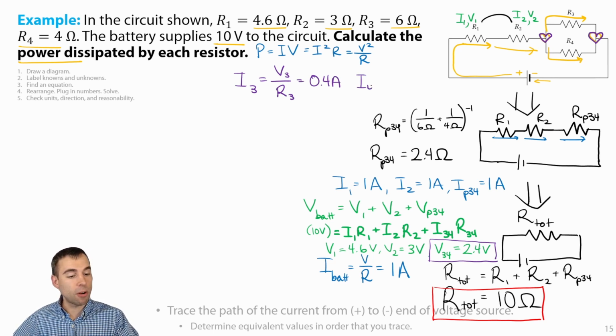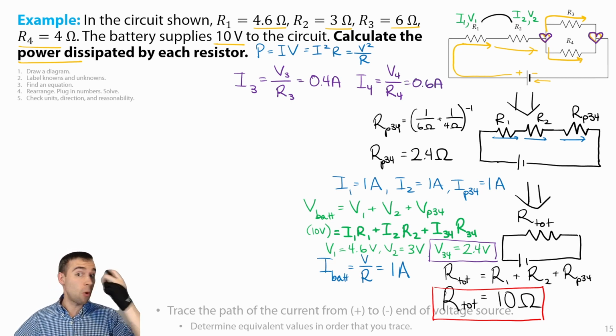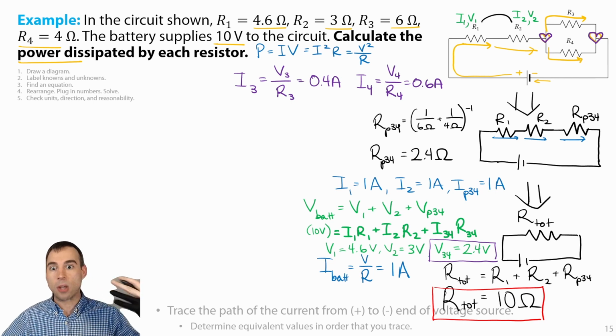And to figure out the current through resistor 4, we could do a similar set of steps. We would take our 2.4 volts and divide it by 4 ohms, giving us 0.6 amps down resistor 4's path, and these both total up to be the total current that was entering this junction.